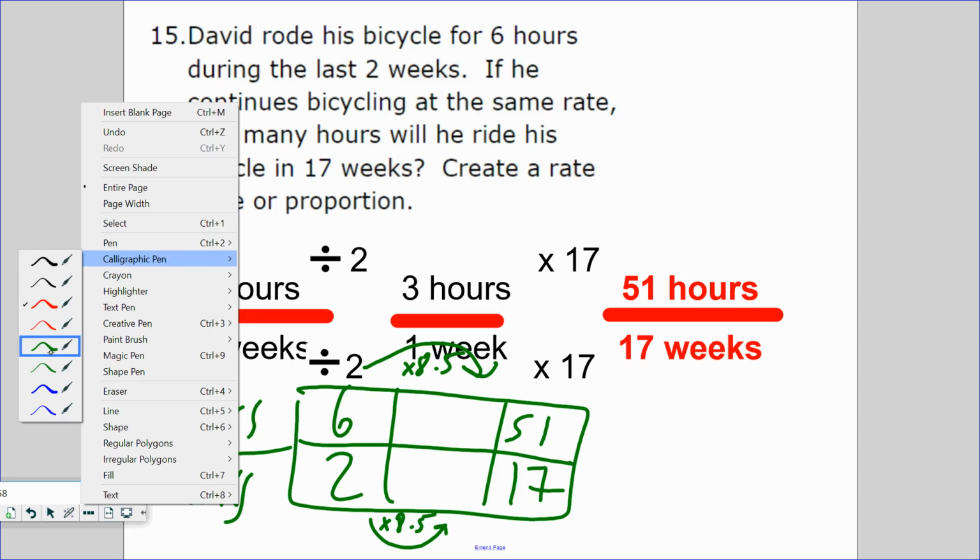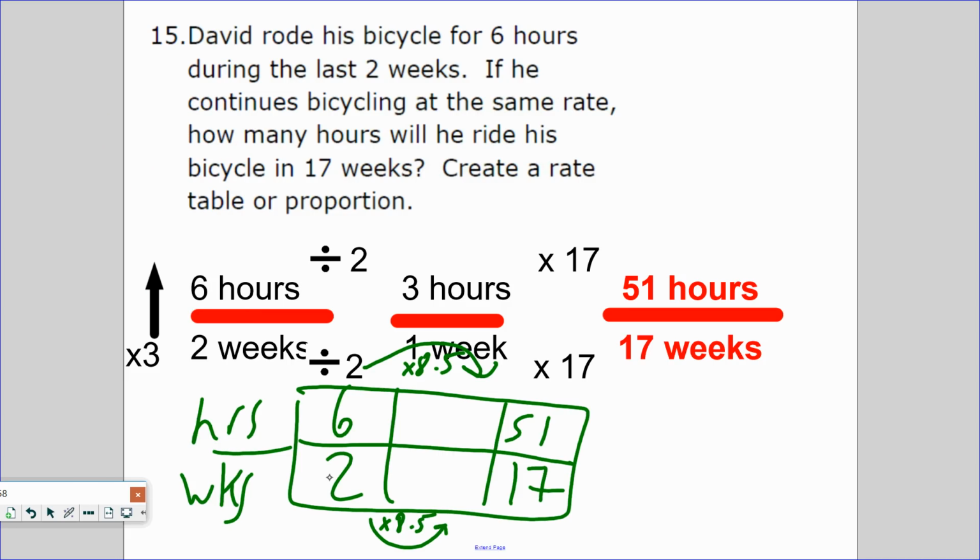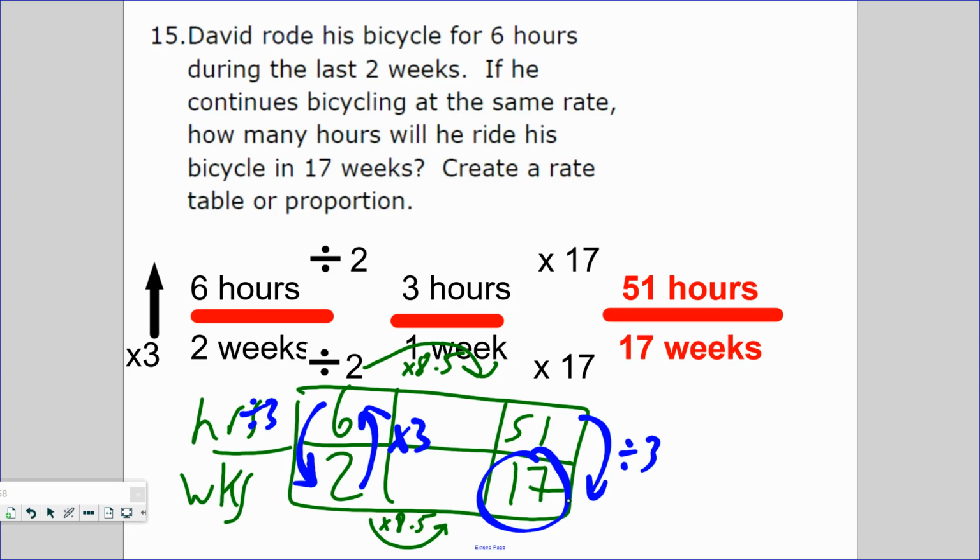I have other kids who do it this way. An up and down relationship, or down up. How do you turn a 6 to a 2? Divide by 3. 51 divided by 3 is 17. Actually, wait, we started with, oh, this is the missing number. How do you build 2 to 6? Times 3. So 17 times 3 is 51.